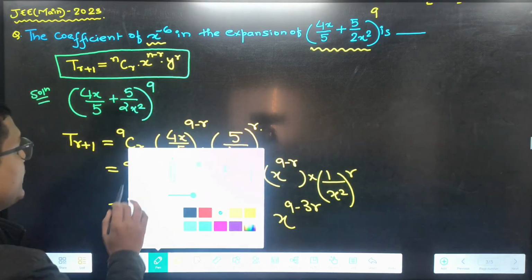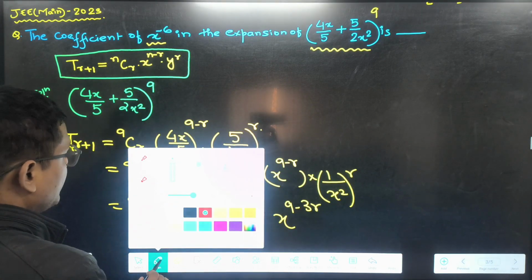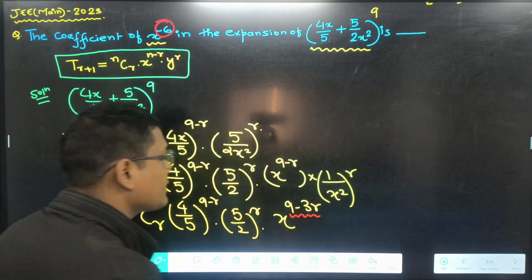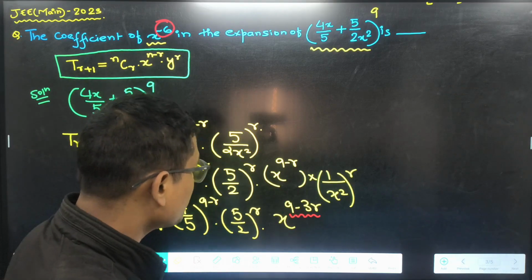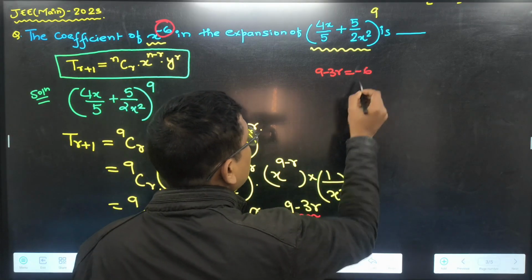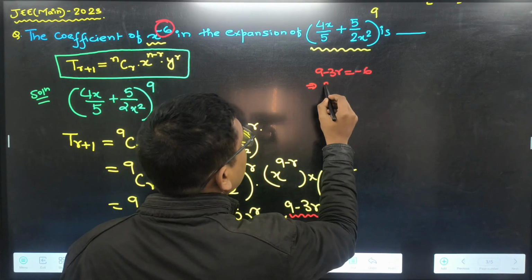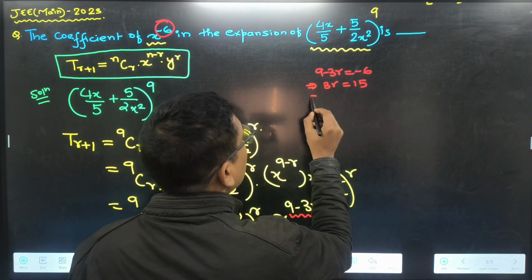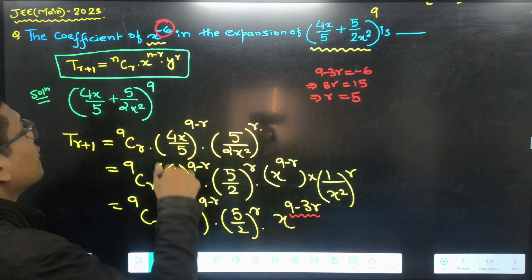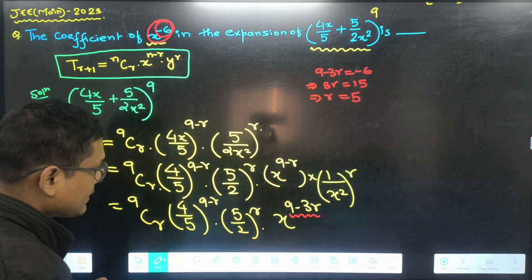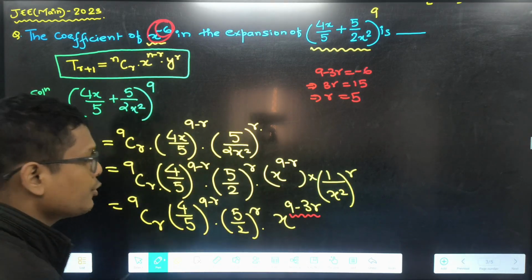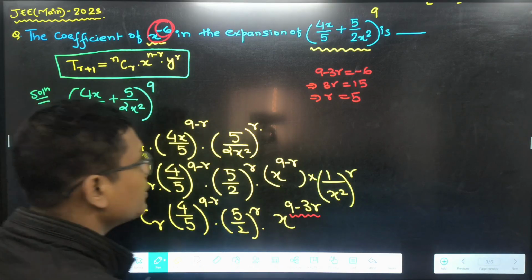And what we need to find in the question is the coefficient of x to the power minus 6. That means the power of x has to be minus 6. So from this concept we can take 9 minus 3r is equal to minus 6. So 3r is equal to 15, so the value of r becomes 5. So for the power of x to be minus 6, we have to take the value of r as 5. Okay. So here if we put the value of r as 5, then what will be our value?